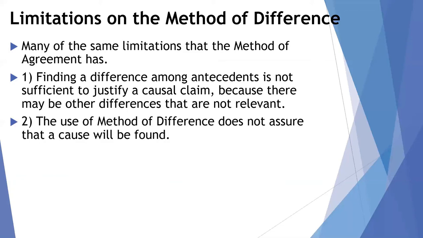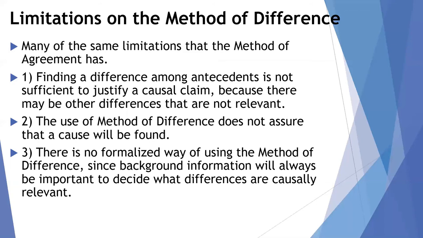Second, the use of the method of difference does not assure that a cause will be found. It's simply limited. It's fallible, like all inductive arguments are. Now, third, there's no formalized way of using the method of difference. We have the structure that we already identified, but background information will always be important to decide what differences are causally relevant. With the case of the mice, certainly one of them would be further to the north, for example. Well, that's probably not causally relevant to becoming agitated, but there are other things that we haven't considered sometimes that are relevant.